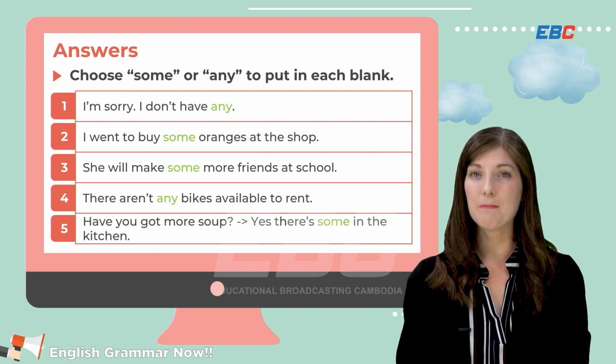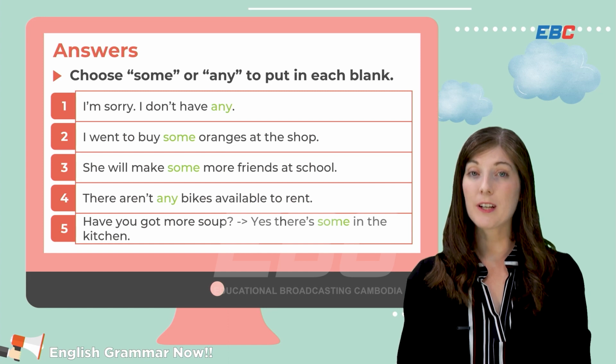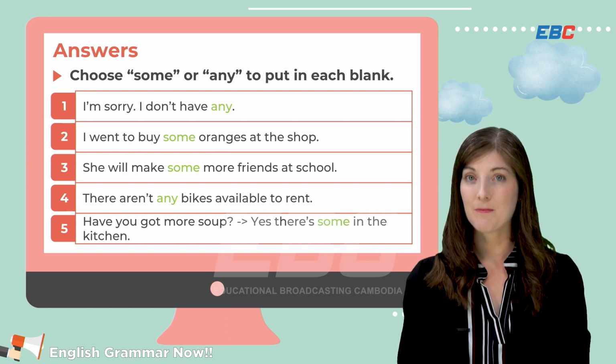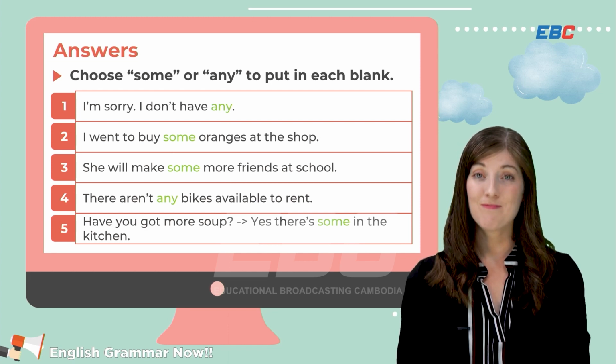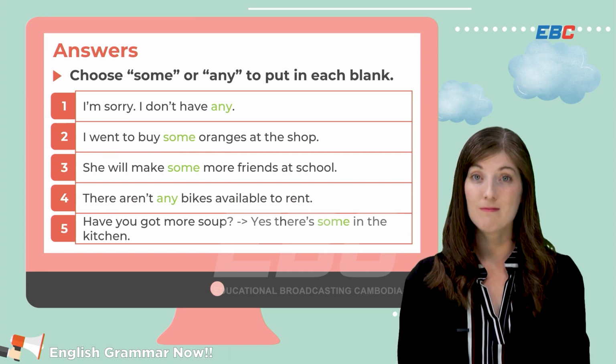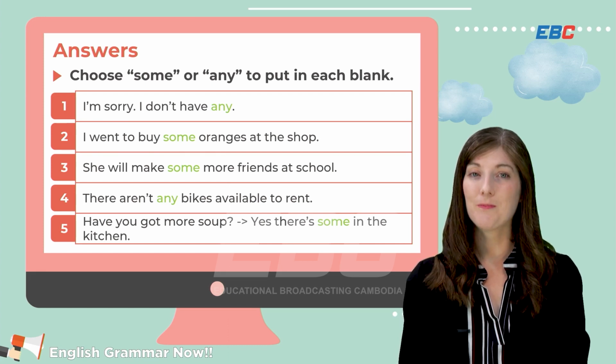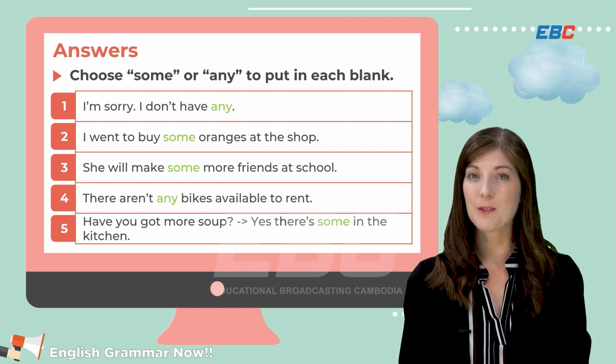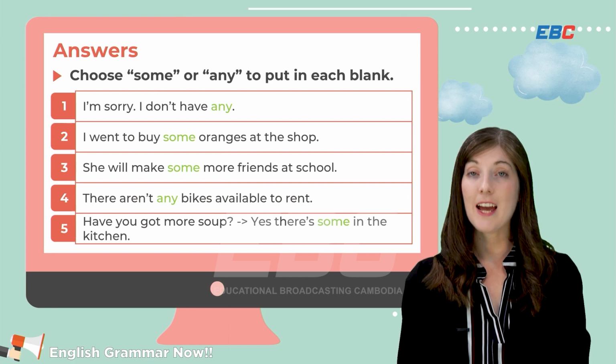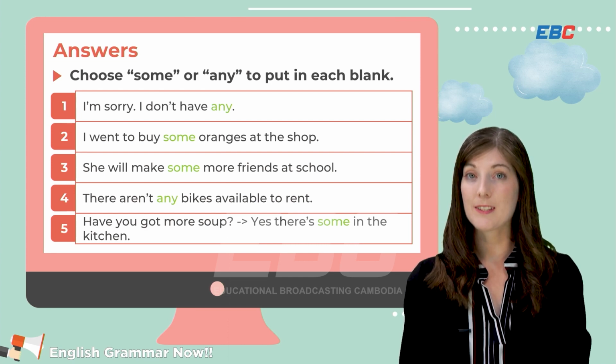For number 1, we would say, I'm sorry, I don't have any. You can see that this is a negative statement. It has don't. So you're saying, I haven't got even one. Number 2, I went to buy some oranges at the shop. Number 3, she will make some more friends at school. Number 4, there aren't any bikes available to rent.